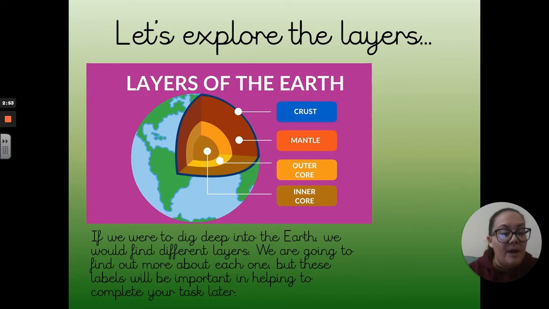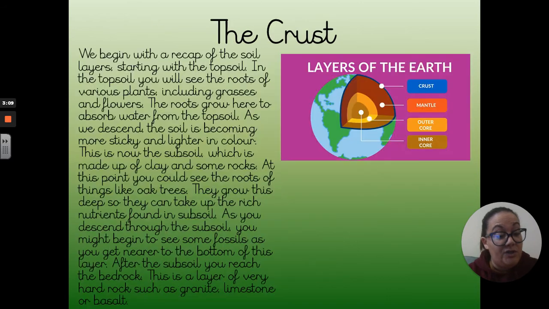We're going to find out more about each one though, because as I said, these are 4 new things that we're learning about today. But refer to these labels. These 4 words here: crust, mantle, outer core and inner core. Those 4 labels are going to be really important with what we're doing today. And we're going to find out more about those individually now. So, the crust, that's the outer layer of the Earth's surface.